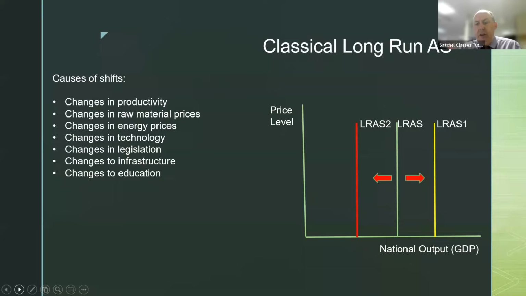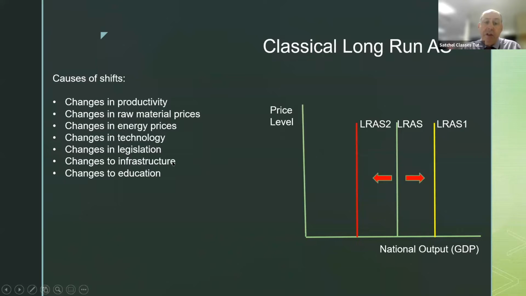So shifts in the long run aggregate supply curve can be caused by changes in productivity. If we find new production techniques, we can shift that long run aggregate supply curve out to the right. Perhaps new technology, any changes in energy prices, as mentioned in the short run as well, changes in raw material prices, changes in legislation. So for instance, at the moment, the government have launched new free ports where there are less restrictions and less tax, and so production will shift outwards to the right.